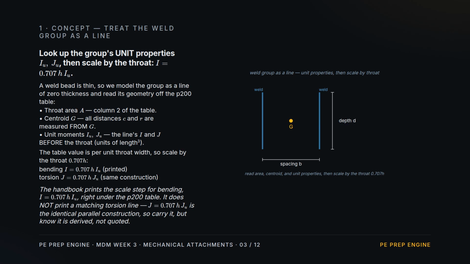Those carry units of length cubed because the throat width hasn't been applied yet. To get the real second moment, scale by the throat, 0.707 times the leg. The handbook prints that scale step for bending. The torsion version is the very same construction, so we carry it. Just know it's derived, not quoted.